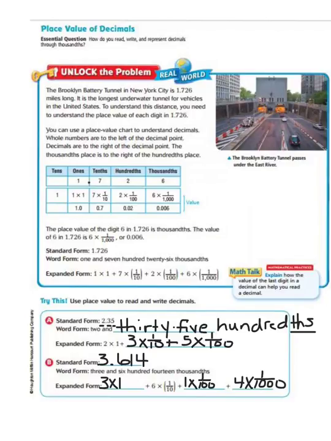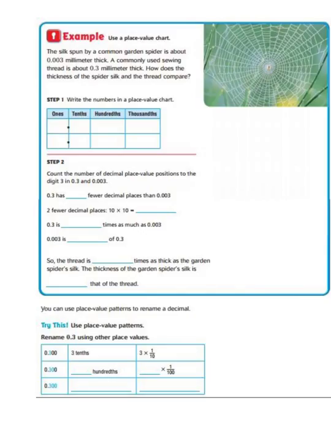Now let's take a look at another example. It says, the silk spun by a common garden spider is about 3/1000 millimeters thick. A commonly used sewing thread is about 3/10 millimeter thick. How does the thickness of the spider silk and the thread compare? So we create our place value chart. We have our whole number to the left of the decimal point, and we have our decimal place values to the right. We begin with tenths, hundredths, and thousandths.